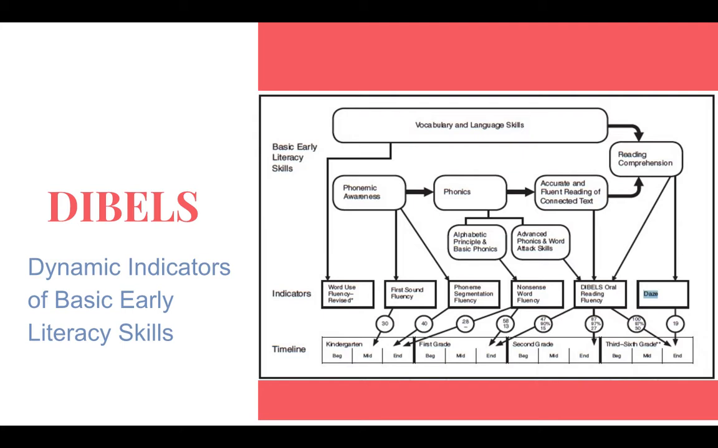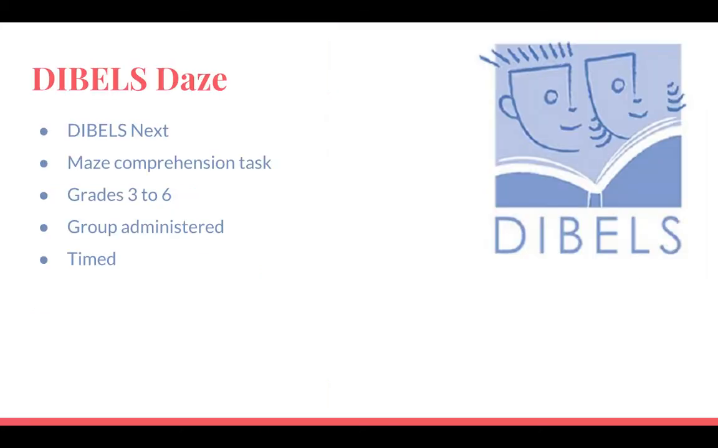So there are 6 subtests within the DIBELS family. They include word use fluency, first sound fluency, phoneme segmentation fluency, nonsense word fluency, oral reading fluency, and Daze, which is what we're going to be focusing on in this presentation. So DIBELS Daze is part of DIBELS Next, which is the newest edition of the DIBELS assessment, which was released in 2010.